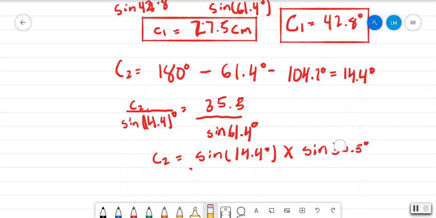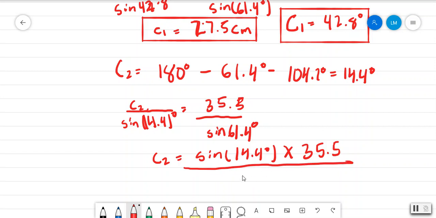Okay, so, I gotta be careful with that. This is going to be multiplied by 35.5, and this is all divided by sine of 61.4. For those that are wondering, how did you do that so fast, or where are you going with this, just think about it like this. You're just cross multiplying, and then that's what you get.